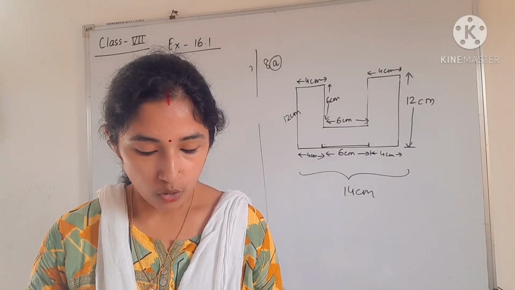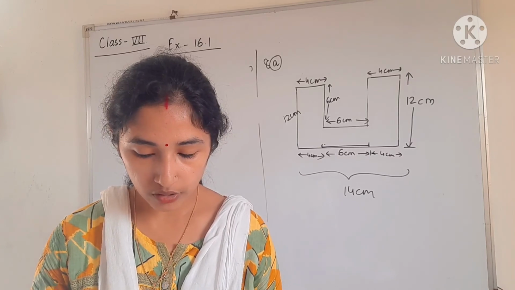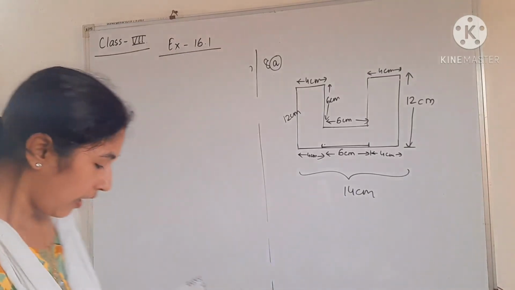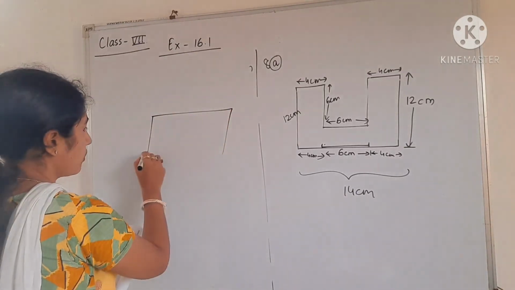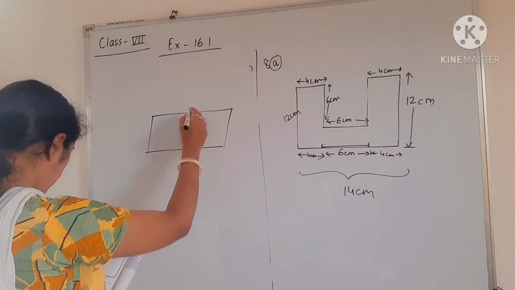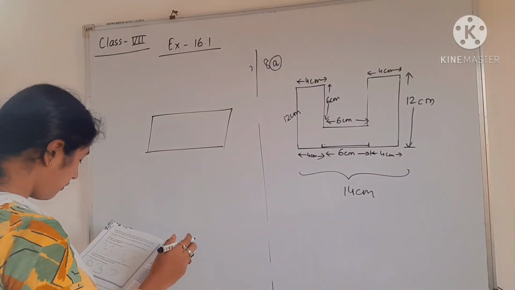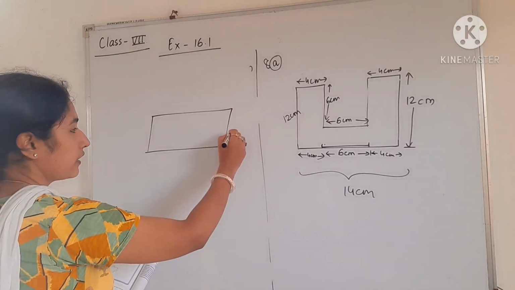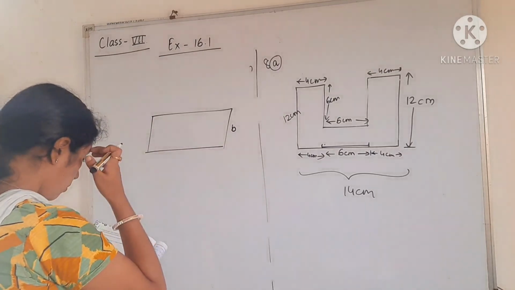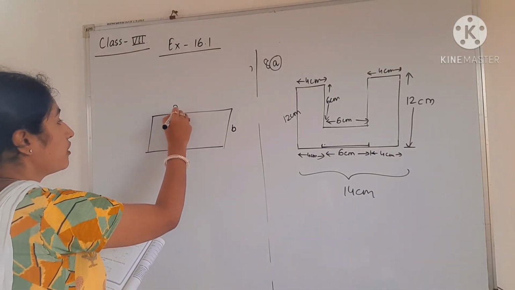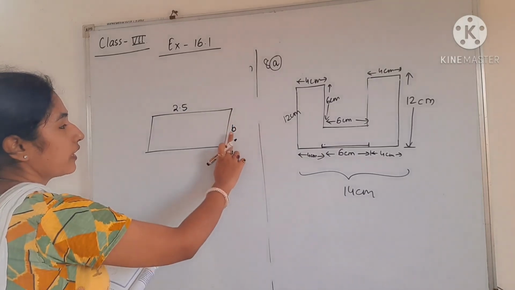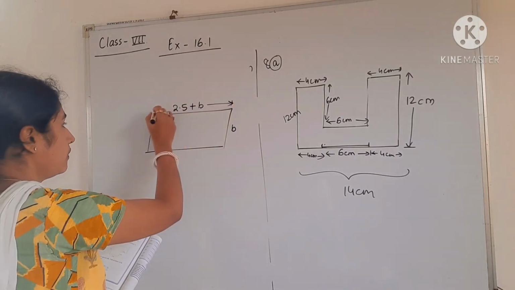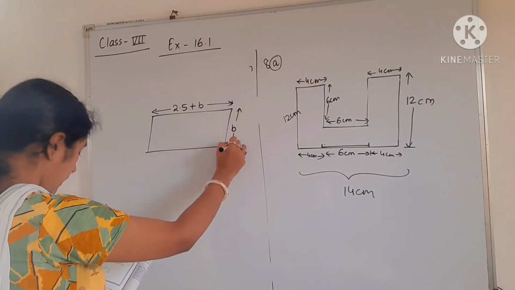And number 9: one side of a parallelogram is 2.5 longer than its adjacent side. I am just giving you the hint. Suppose this is a parallelogram, and length is not given. One side of the parallelogram is 2.5 longer than its adjacent side. So we can take this adjacent side as B. This one will be 2.5 larger than this side. That means this side will be 2.5 + B. So the length is given, and this adjacent side length is given, that is B.